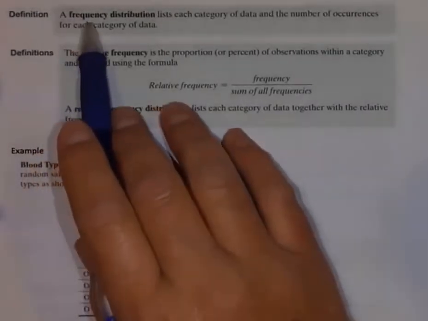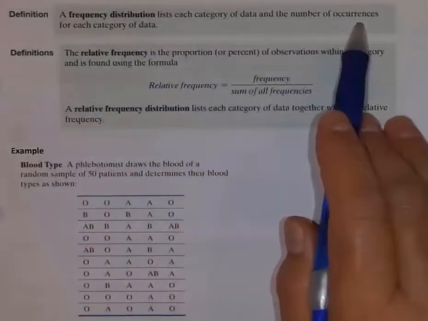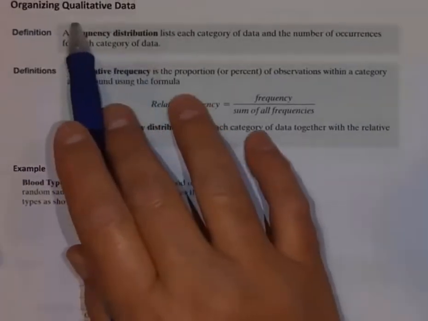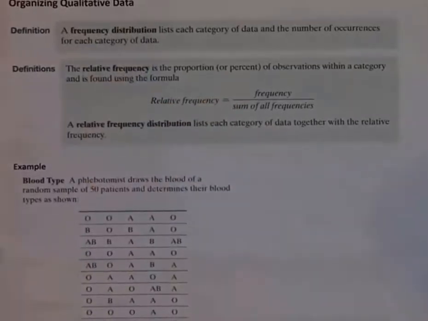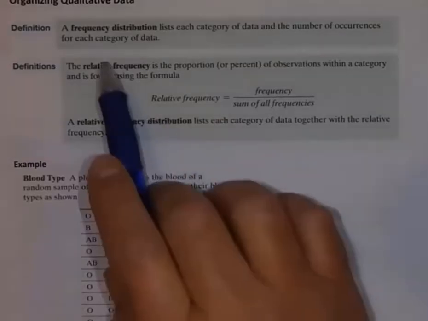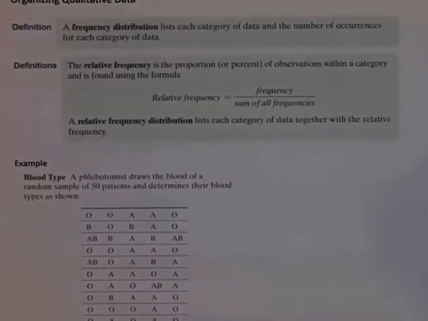First definition: a frequency distribution lists each category of data and the number of occurrences for each category of data. So again, remember, we are dealing with qualitative data. And with qualitative data, the most that we can really do is categorize individuals by the different possible values or the different possible qualities. We call this a frequency distribution. Basically, a frequency distribution is a count. We count how many of each type of item occurs in our data.